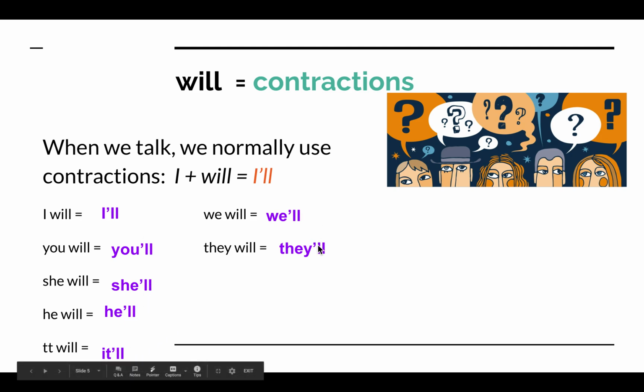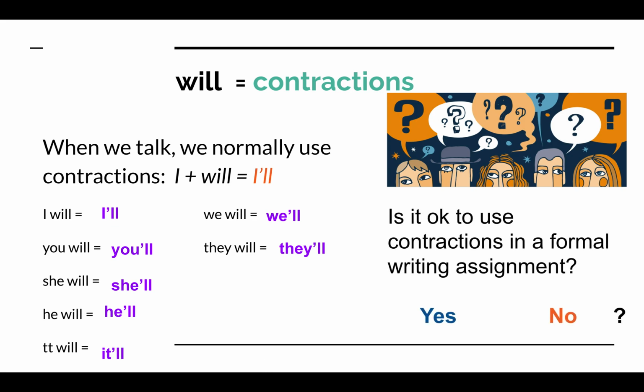When you're speaking, you should try and use them to sound a little bit more natural in English. I have a question for you. Is it okay to use contractions in a formal writing assignment? So let's say you're writing a paragraph or an essay for your college class. Can we use contractions? The answer is no, right? In a formal writing assignment, we want to avoid using contractions, so don't use contractions.